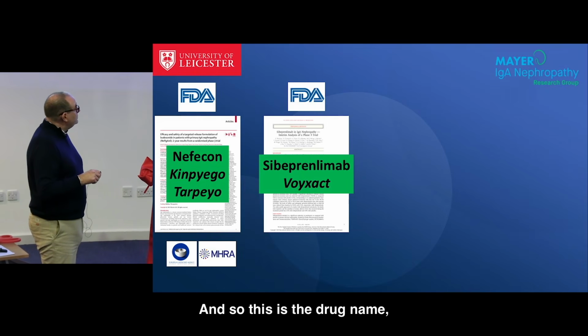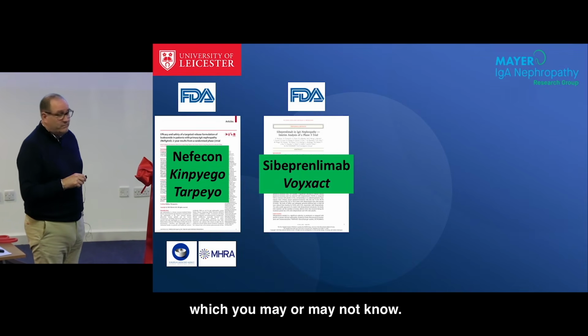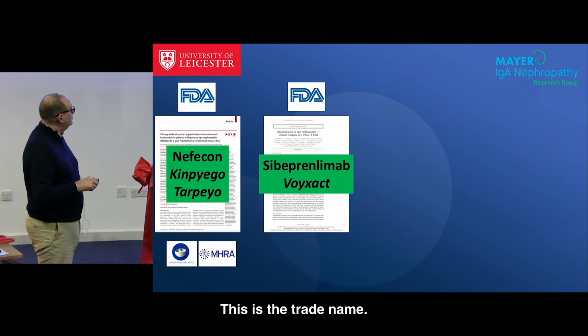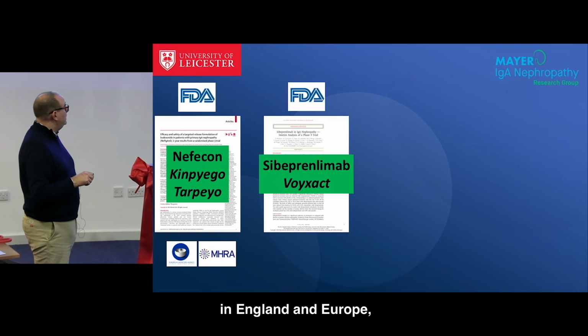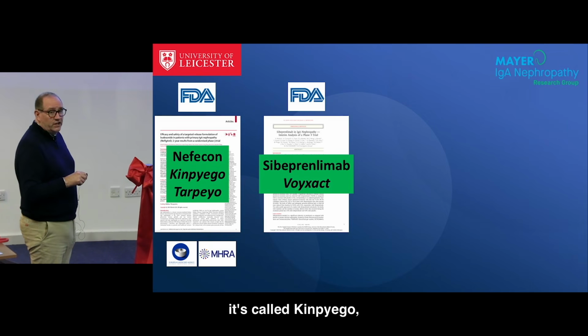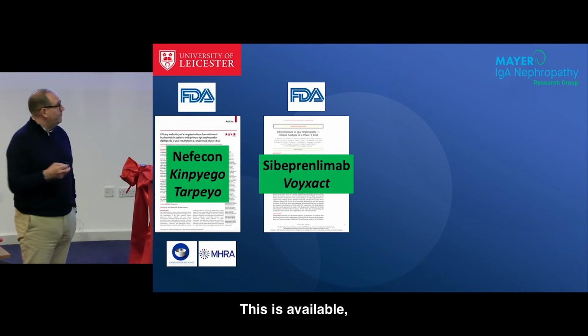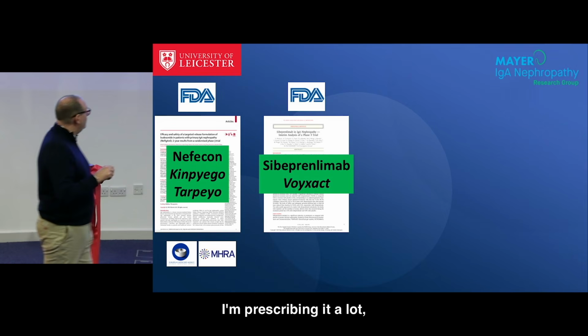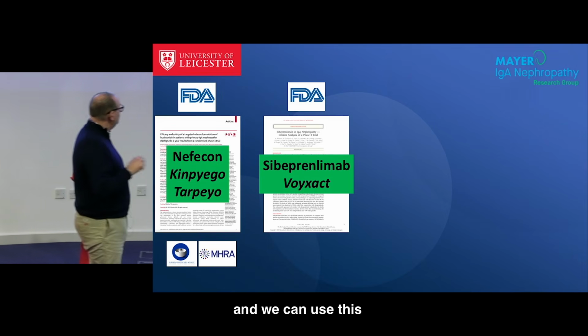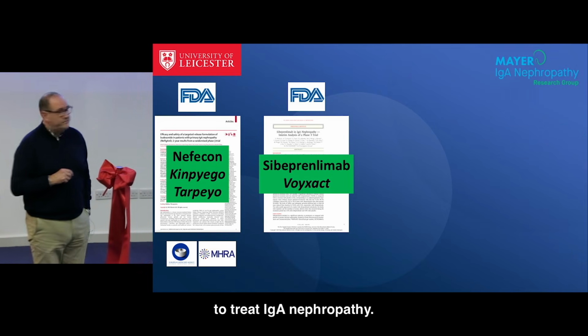And so this is the drug name, which you may or may not know. This is the trade name. So very confusingly, in England and Europe, it's called Kinpeygo. In America, it's called Tarpeyo. This is available. I'm prescribing it a lot, and we can use this to treat IgA nephropathy.